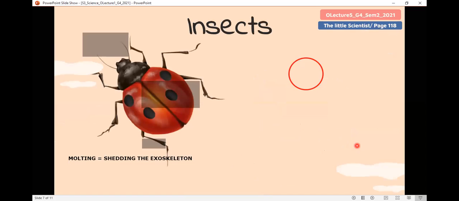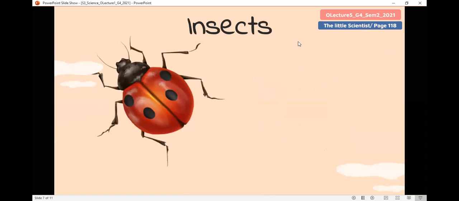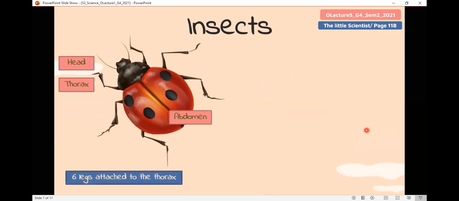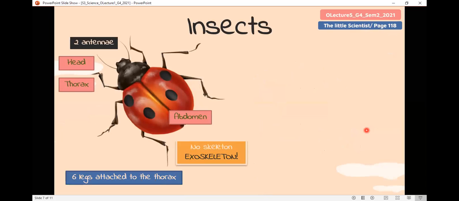All about the insects. The ladybug is an insect with a head, thorax, and abdomen. It is an insect, so it has 6 legs connected to the thorax. It has 2 antennae on its head. It has an exoskeleton protecting its body, and it has compound eyes.